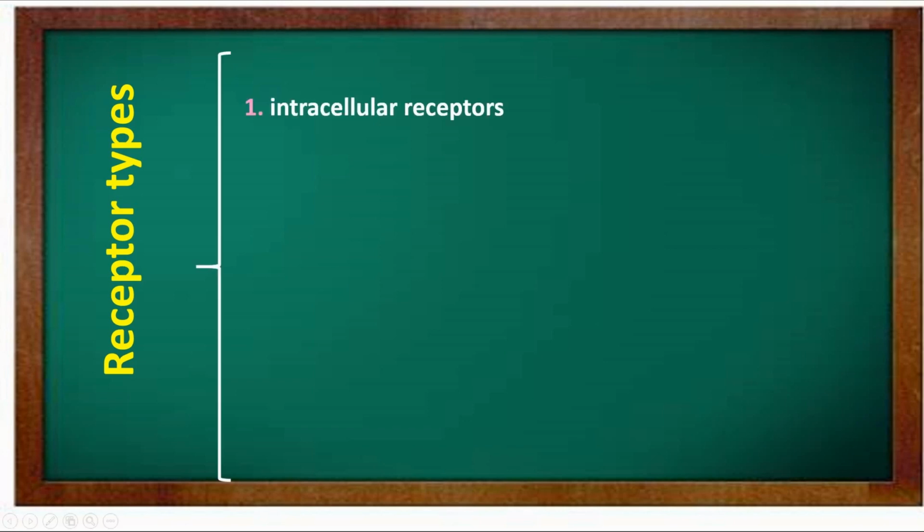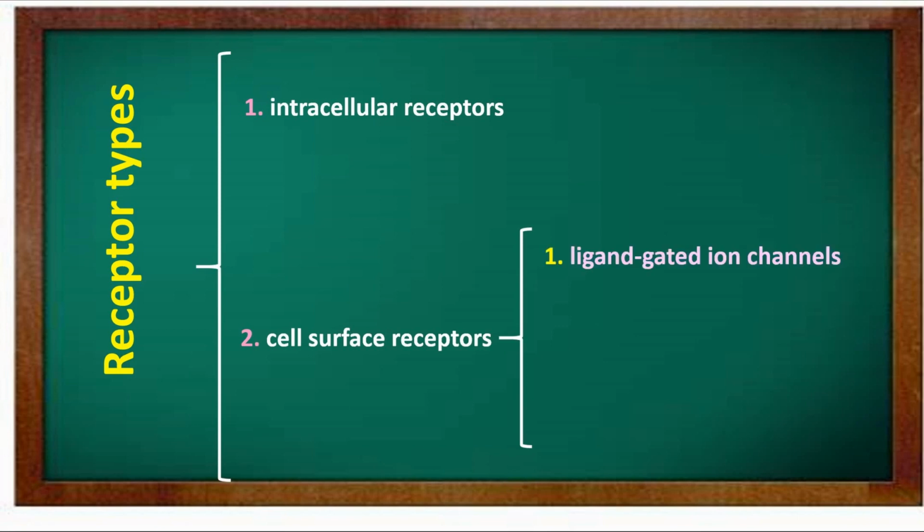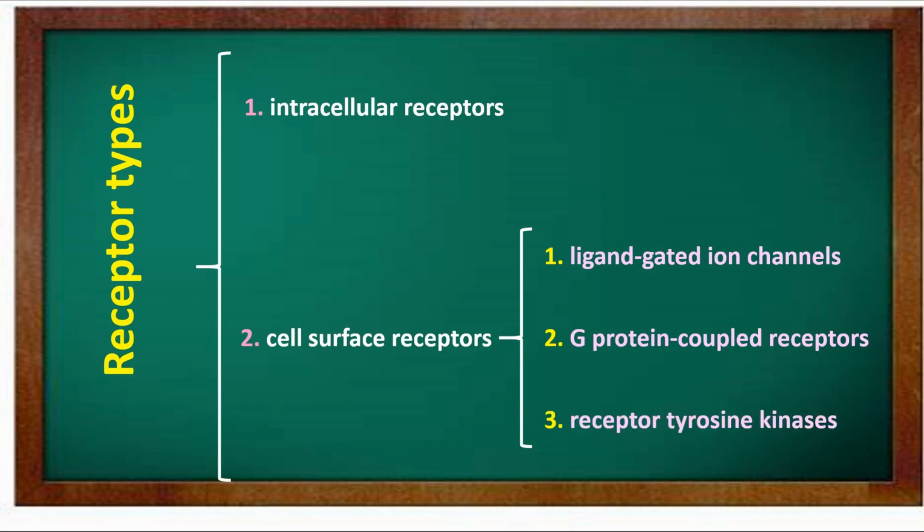Receptor types. Receptor can be divided into two types. Number 1, intracellular receptors, and number 2, cell surface receptors. Cell surface receptors can be divided into three subtypes. Number 1, ligand-gated ion channels. Number 2, G-protein coupled receptors. And number 3, receptor tyrosine kinases.